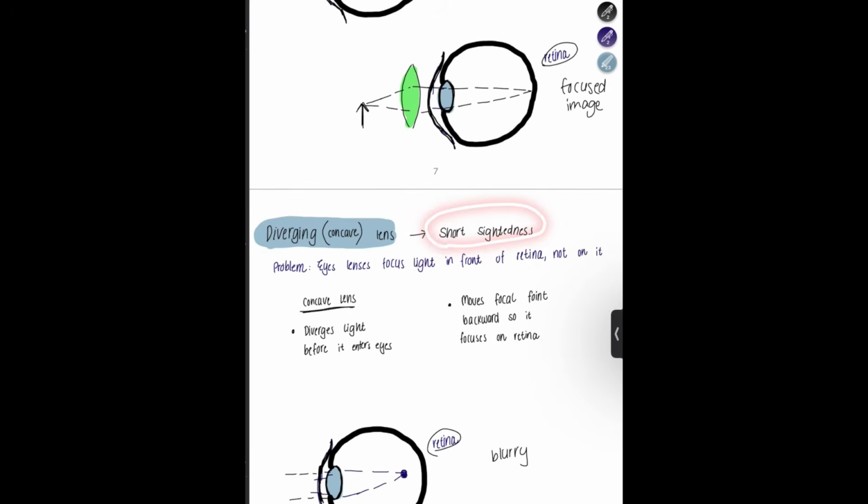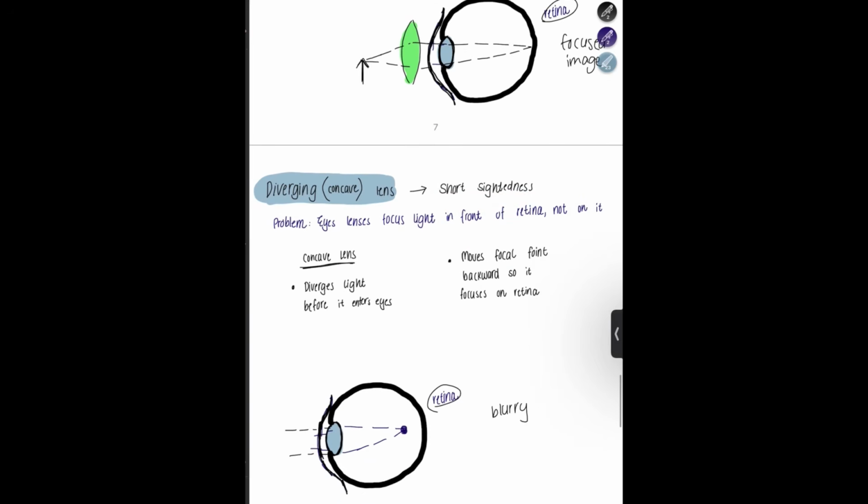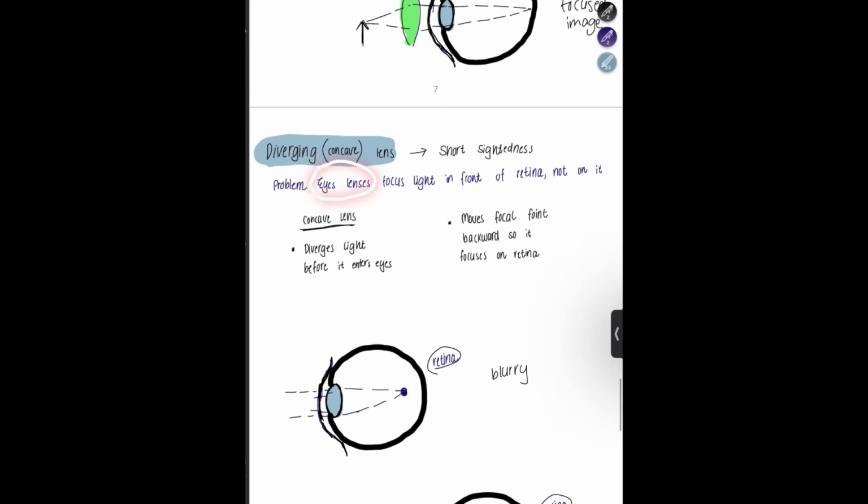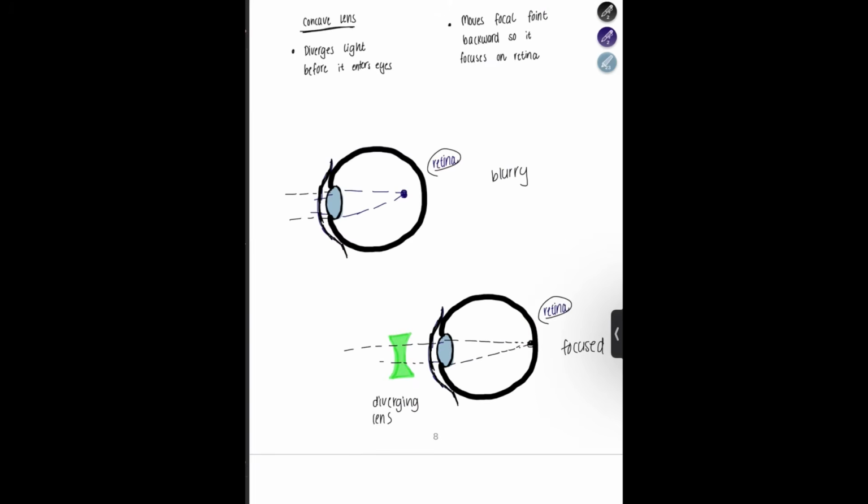Now we'll see how short-sightedness, which is when people can only see objects that are near them, can be corrected using a diverging or concave lens. A lot of people suffer short-sightedness as they age, because their lens become weaker. The problem here is that the lenses of your eyes are focusing light in front of the retina, not on the retina, and that's why you get a very blurry image. So a concave lens, which is basically a diverging lens, is going to diverge the light before it enters your eye. This is going to move the focal point backwards, so the light rays are focused on the retina.